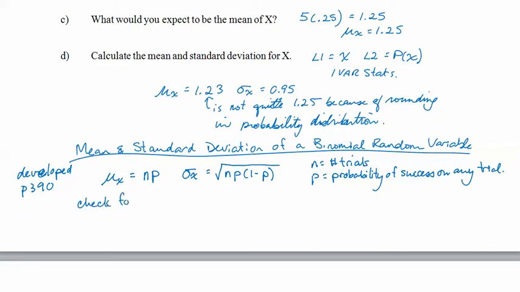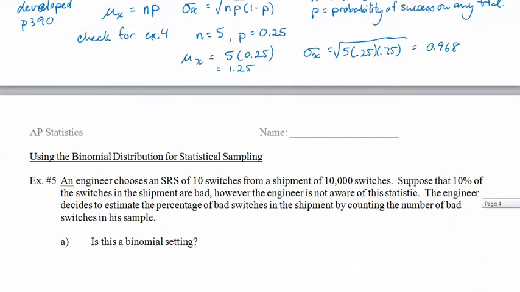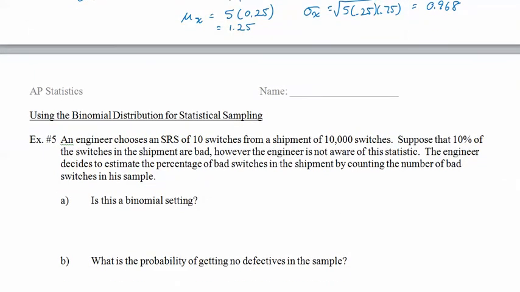So let's do a check for example 4. n was 5, and the probability of success on any trial was 0.25. That's because there were 4 answers to choose from. And so the average of x equals 5 times 0.25, which is 1.25. And the standard deviation is the square root of 5 times 0.25 times 0.75, which is 0.968.